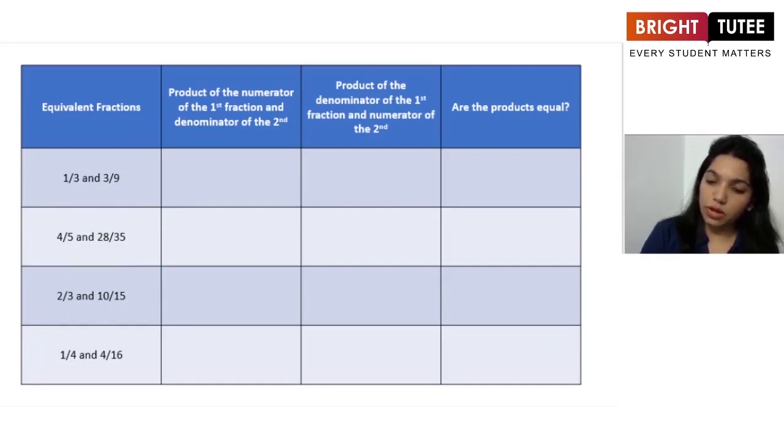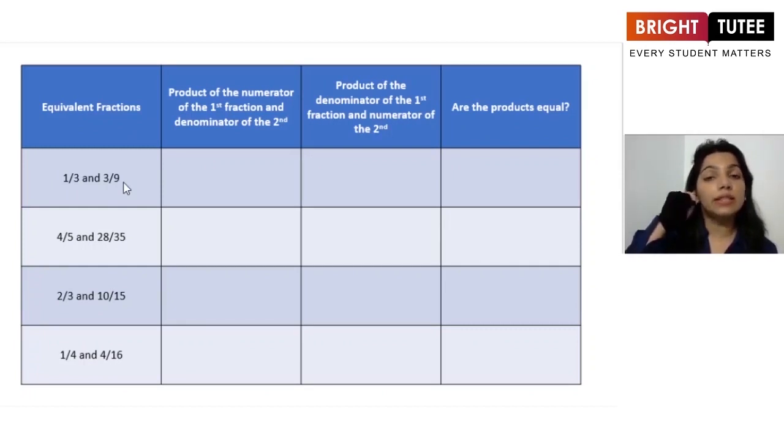What we are going to do now is first read the first box, which says equivalent fractions. So we already know that 1 over 3 and 3 over 9 are equivalent. This is a fun fact about equivalent fractions, and it is surely going to help you calculate equivalent fractions further in the lesson.